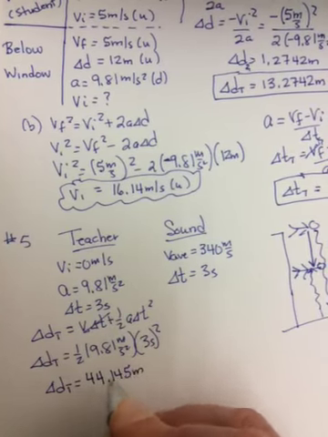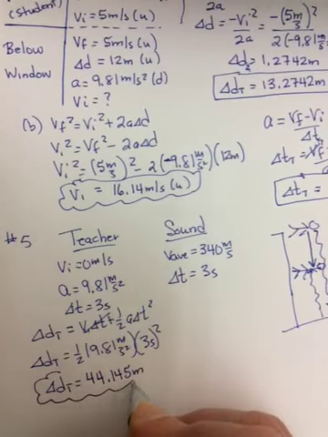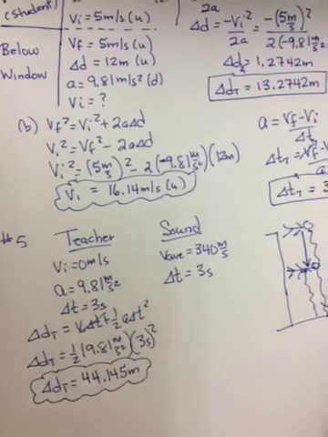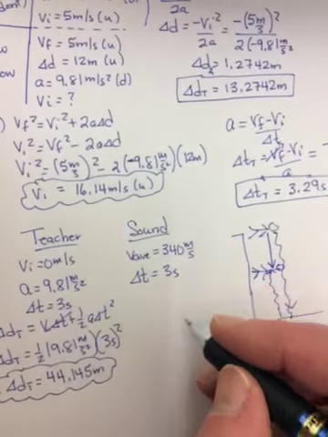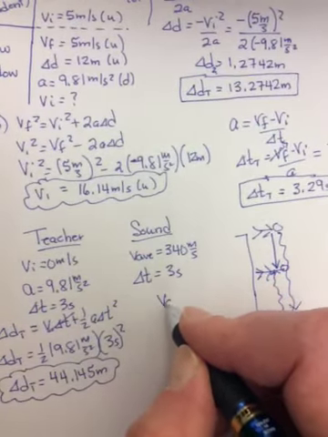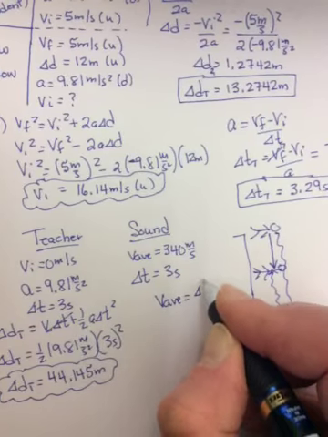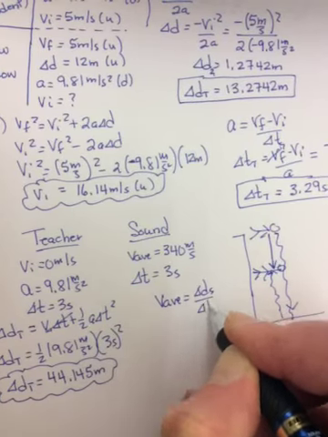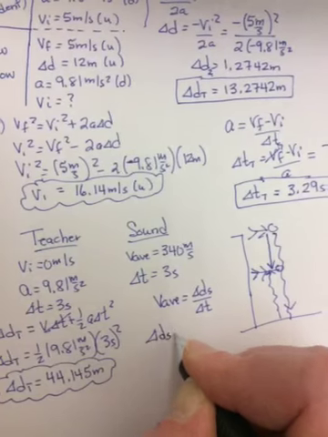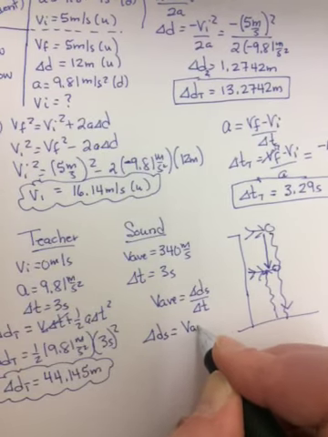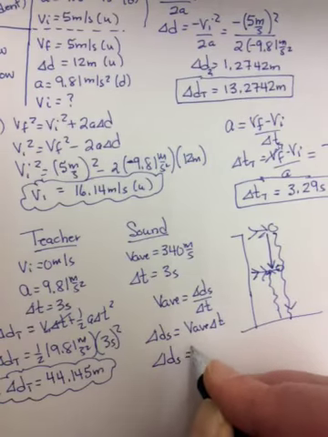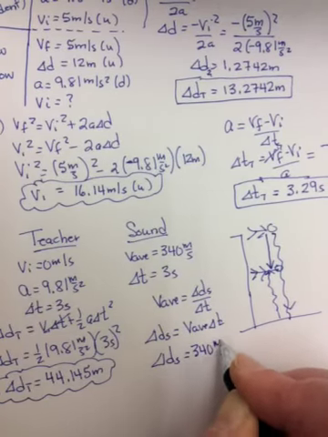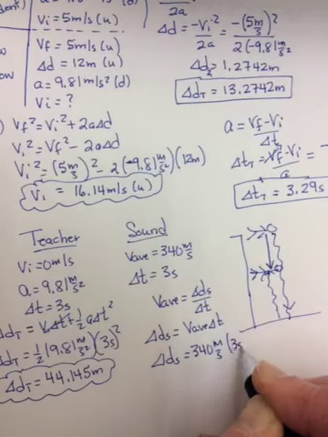44.145 meters. So she has fallen more than 4.5 times the height of the school. Okay? Meanwhile, the sound has traveled some distance, which we can find. VAV is equal to delta D of the sound over delta T. So delta D of the sound equals VAV delta T. Delta D of the sound equals 340 meters per second times 3 seconds.